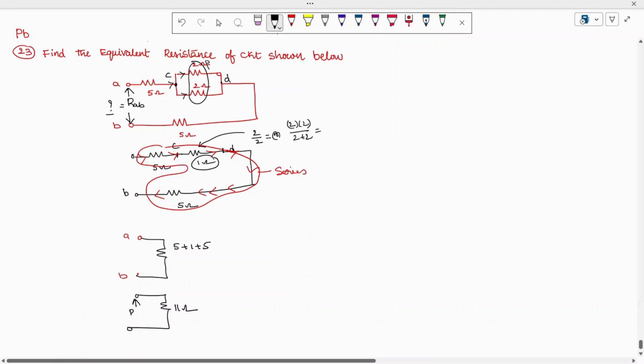So this is the resistance between A and B, which is nothing but 11 ohms. So this is how to solve the problem. Okay. Hope you are able to understand the concept.